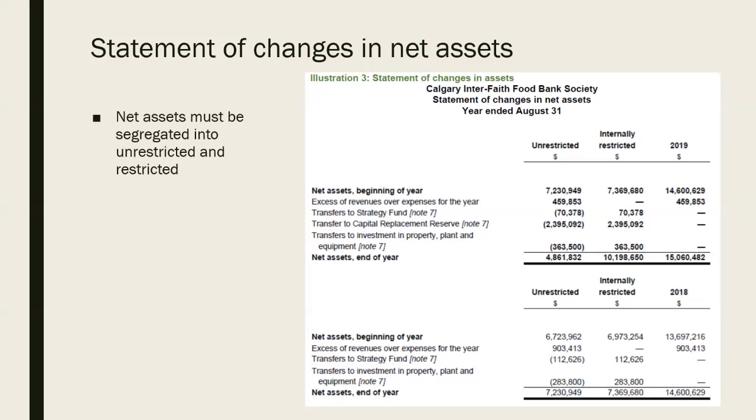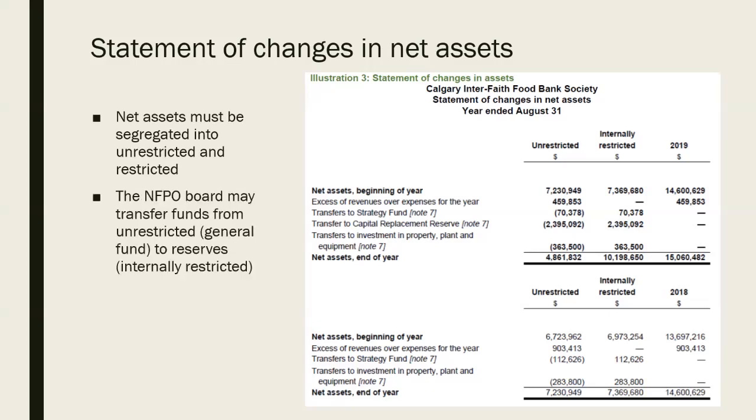Net assets need to be segregated into unrestricted and restricted. And as we saw for the Calgary Food Bank, the not-for-profit organization's board may, from time to time, transfer funds from the unrestricted or general fund to reserves, which are also called internally restricted.